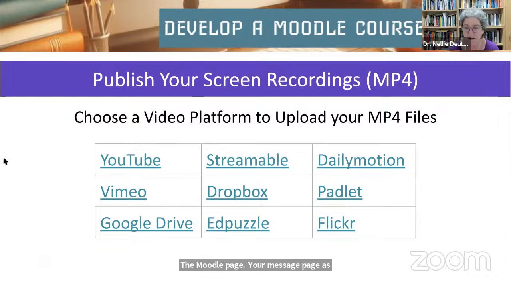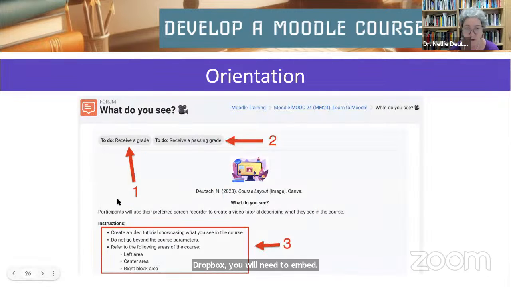But with the others, like Streamable, you need to embed. Dropbox, you will need to embed. Padlet, and all the others you will need to embed. But with YouTube and Vimeo, you won't.